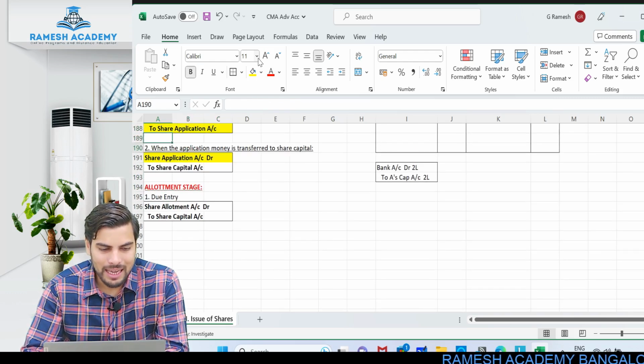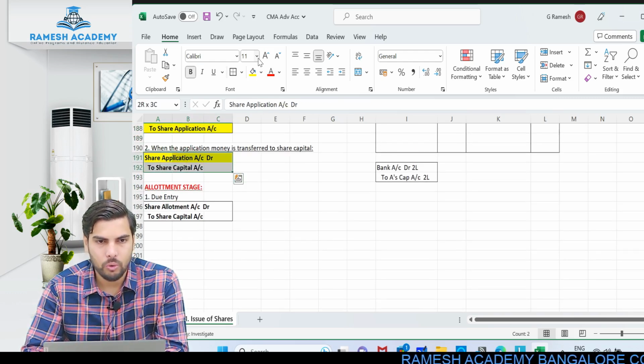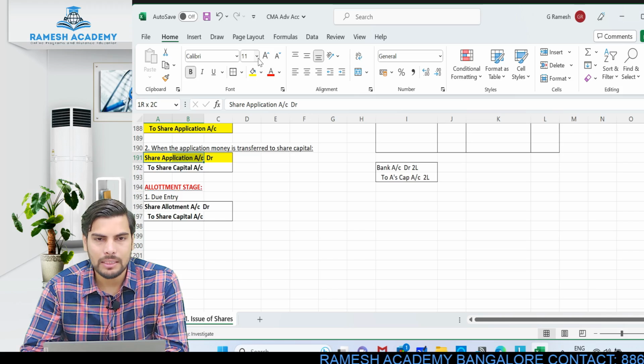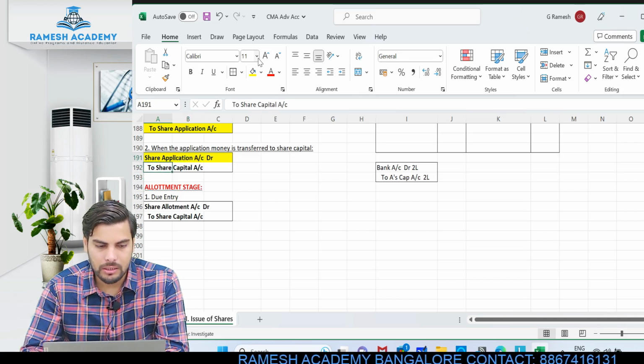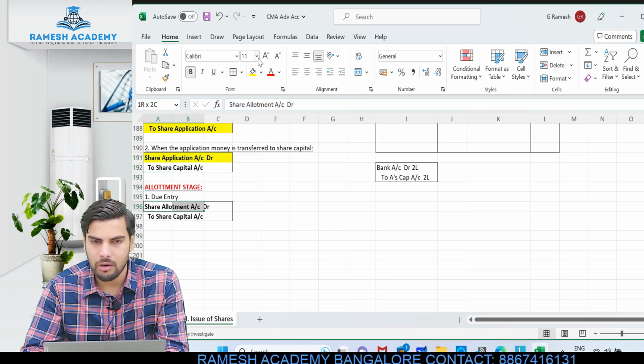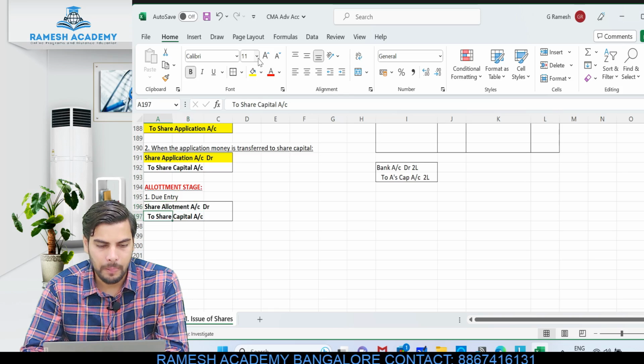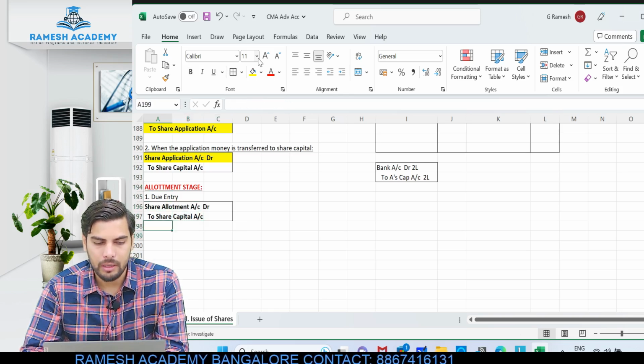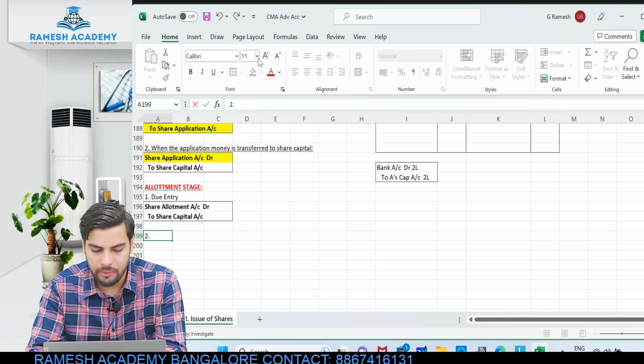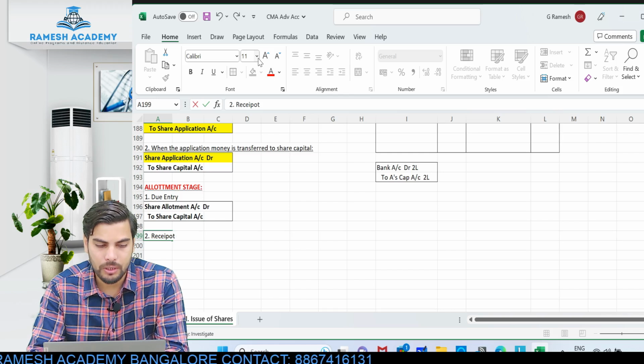Okay, so exactly similar to this entry, guys, no changes at all. Only thing is, here we call it share application account, whereas here we'll be calling it share allotment account. So instead of share application, just replace it with share allotment, nothing else would change. Everything is the same. So share allotment account debit to share capital. Then the receipt entry, when I actually receive this particular amount.